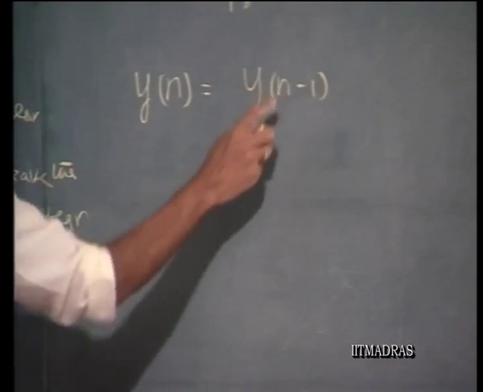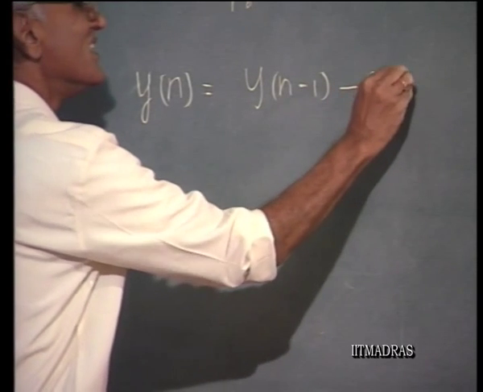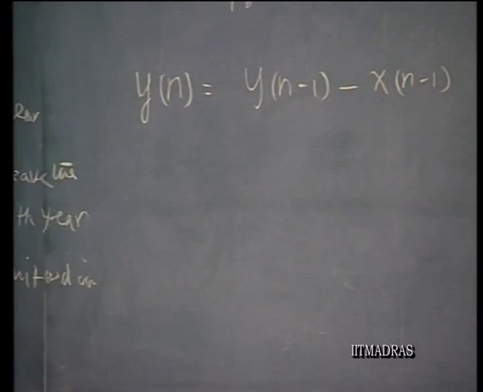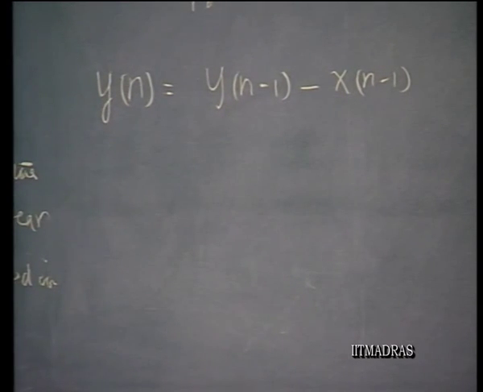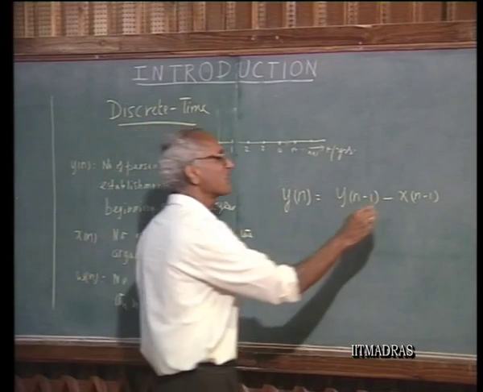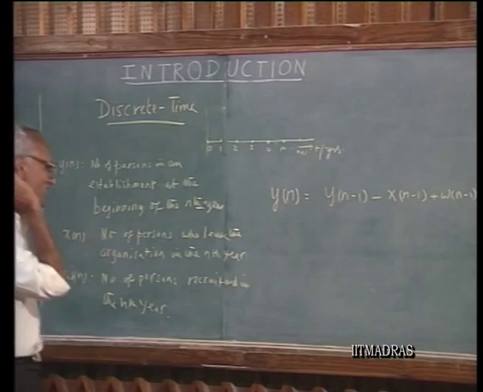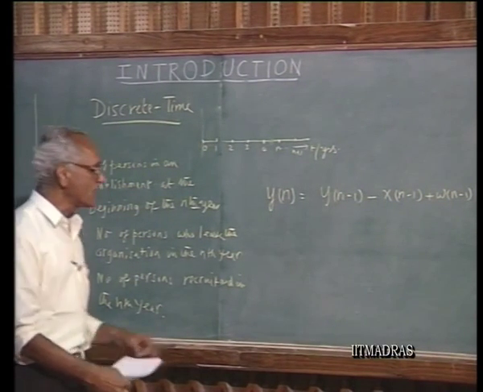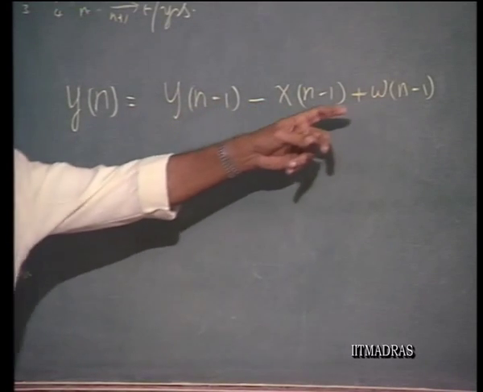These are the number of persons at the beginning of the previous year. And out of these, xn minus 1 persons have left the organization during that year. Therefore, so many must be less by that amount. But so many people might have been recruited. Therefore, plus wn minus 1. This is the equation which gives us the number of persons in the organization at the beginning of the nth year in terms of yn minus 1, xn minus 1, and wn minus 1.